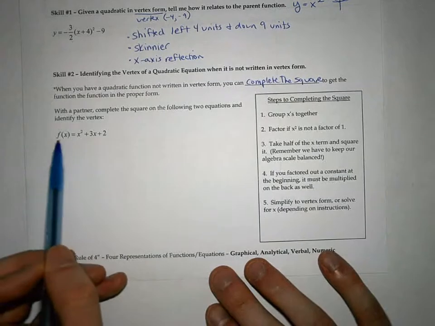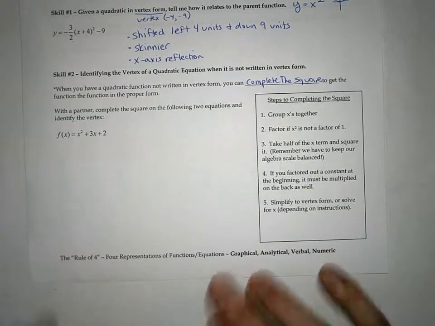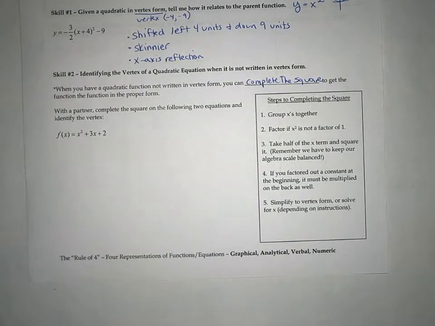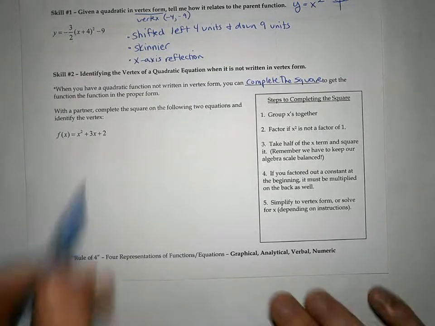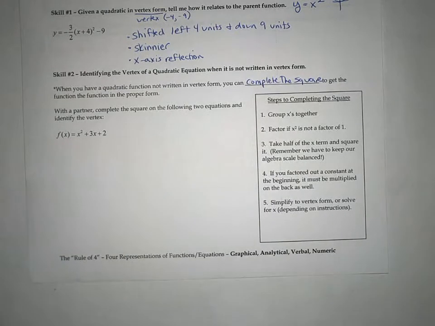So right here, I've got f of x is equal to x squared plus 3x plus 2. And my goal is to identify the vertex. The easiest way to do this is to convert to vertex form. So what we're going to do is convert this equation into vertex form. So I'm going to write this as an equation equal to 0, so then I can complete the square.